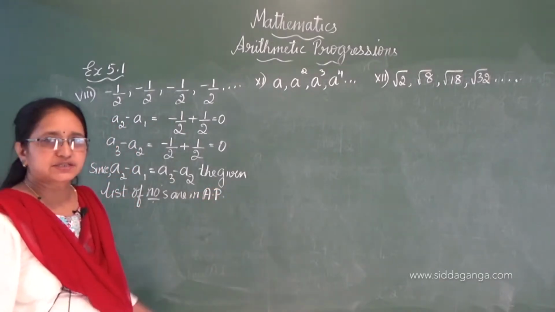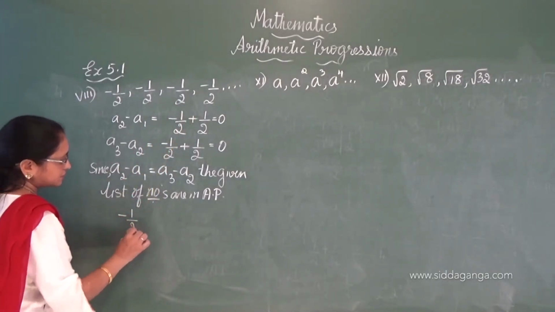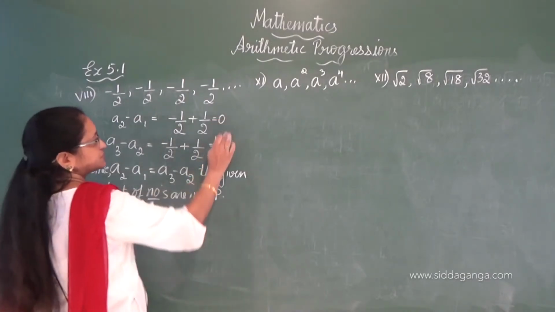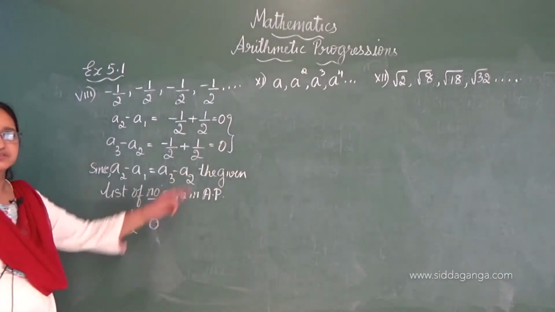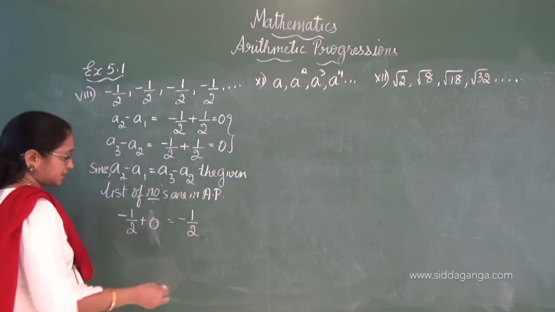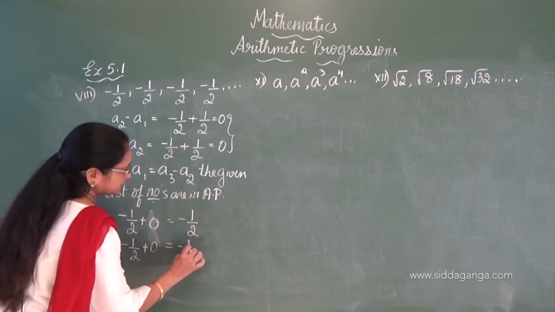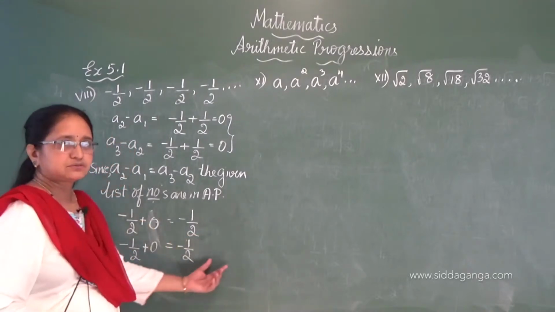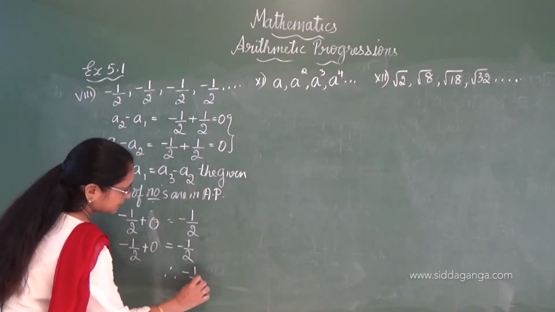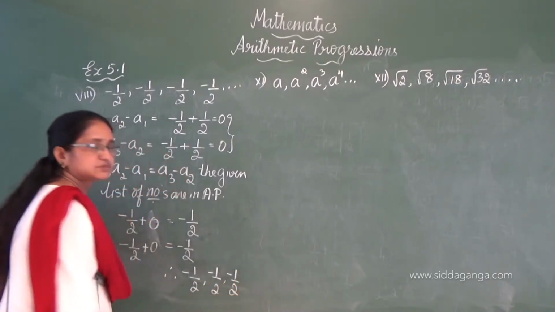So let us write the next three terms. How to write the next three terms again? Here minus half is there, so add 0, because the common difference is 0 here. Common difference is 0, so add 0, you will get minus half. Again for minus half you have to add 0, again you will get minus half only. Third term also minus half. Therefore, minus half, comma, minus half, comma, minus half are the next three terms of the AP.